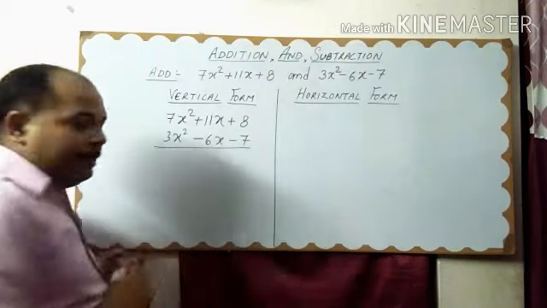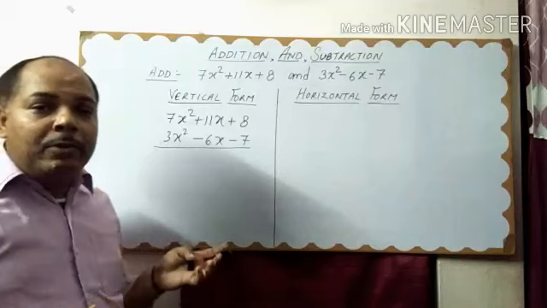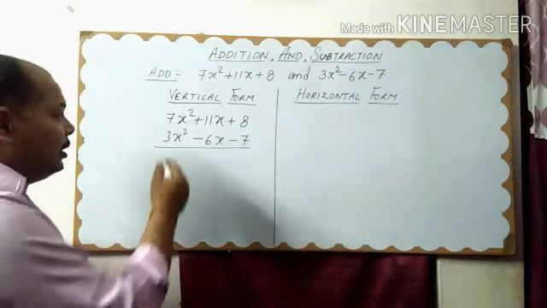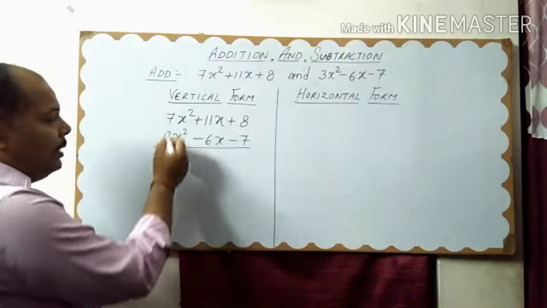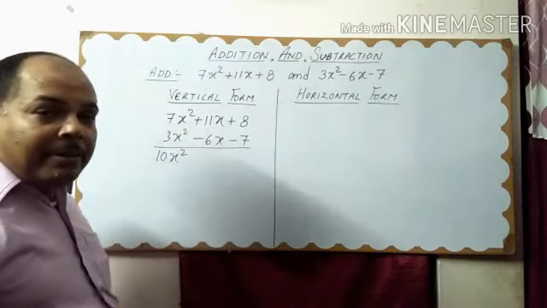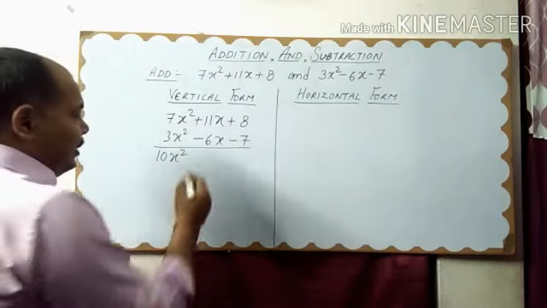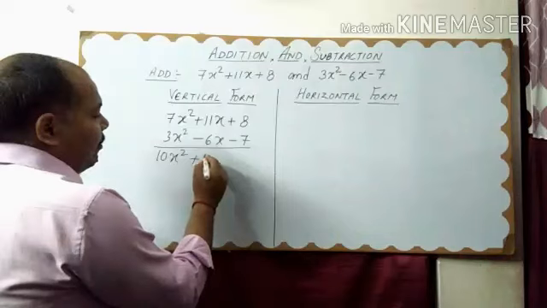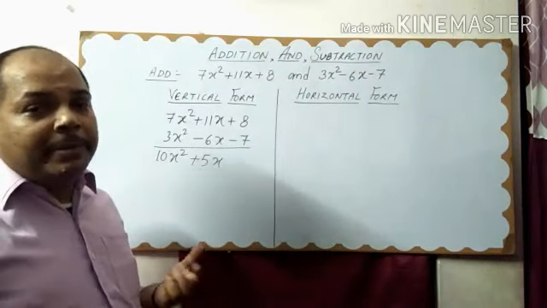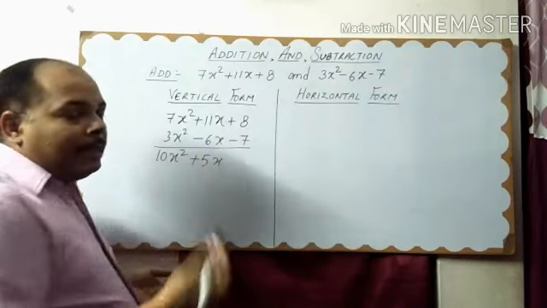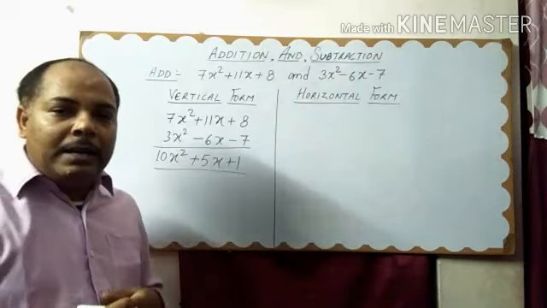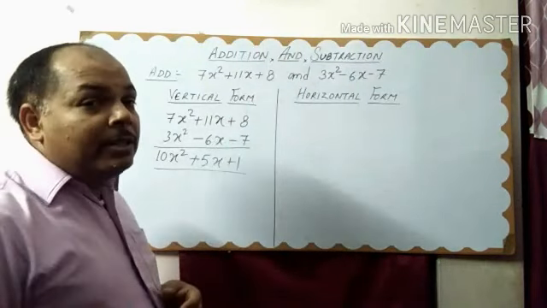Now we will add this. As I have told you, whenever you add or subtract, always add or subtract the numerical coefficient. So see here, plus 7 and plus 3 will be 10, and here plus 11 minus 6 will be plus 5. In the integers chapter you have learned how we add or subtract integers, no? Plus 8 minus 7 is plus 1. It will be your answer. Very easy this.